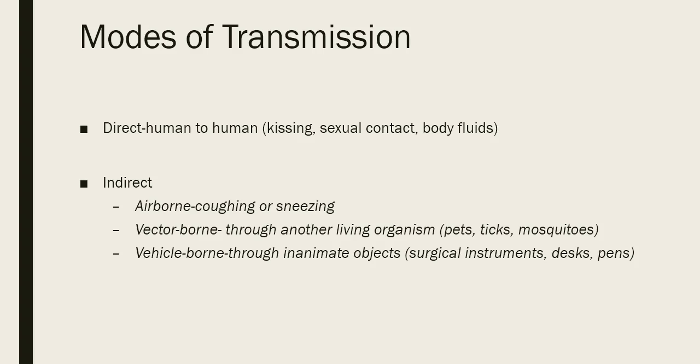Another way of indirect transmission is through vehicle-borne, and that means through inanimate objects. So, for example, if staph is found in the surgical area and it gets on instruments, staph infection could spread due to the fact that it was on a vehicle-borne element. Or if someone has a viral infection and they cough and it gets on the desks or pens and someone else touches the desk or pens and then puts their hand to their mouth, that would also be an example of vehicle-borne because it's through an inanimate object.